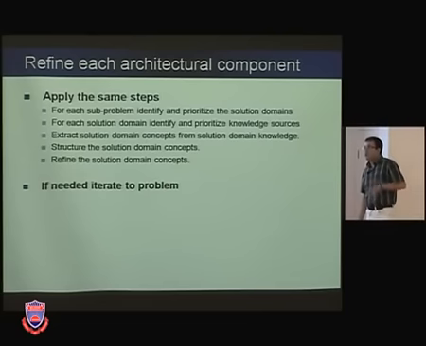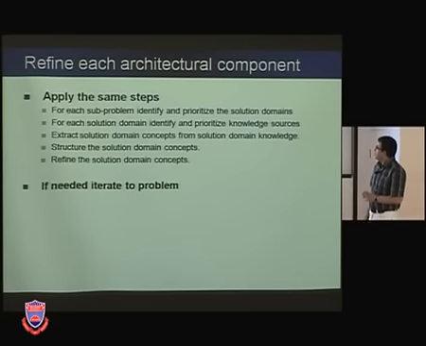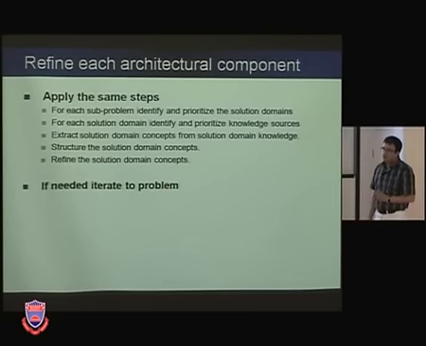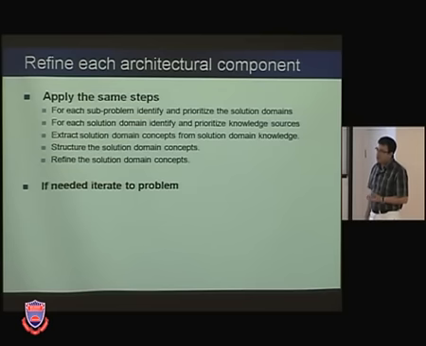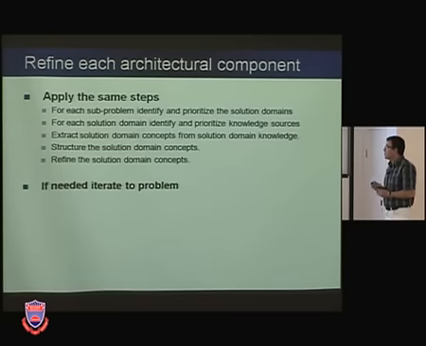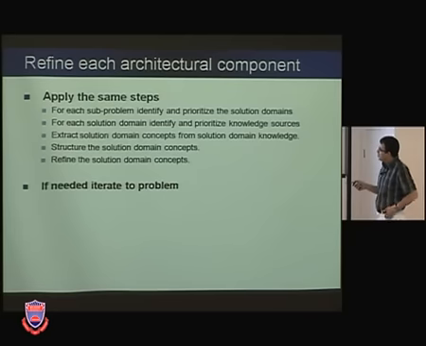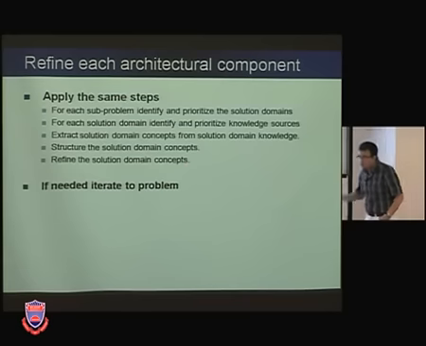Once we have the top level structure, we refine each architectural component, the concept. Actually, in this case, we have a domain architecture. We apply the same step. For each sub-problem, identify and prioritize solution domains. For each solution domain, identify and prioritize knowledge sources. Extract solution domain concepts, structure these, if necessary, again refine.